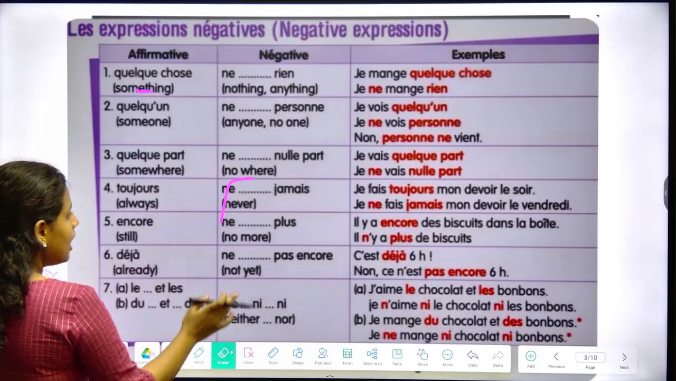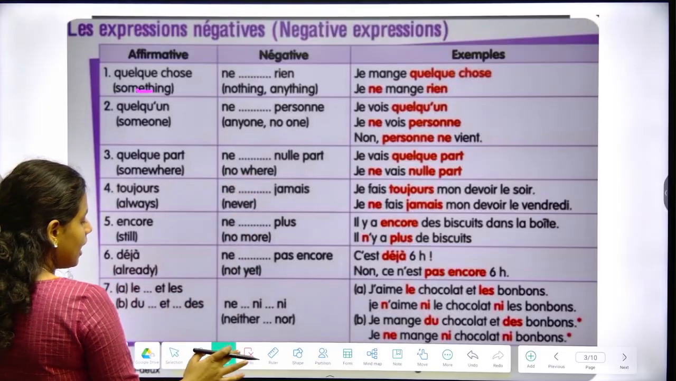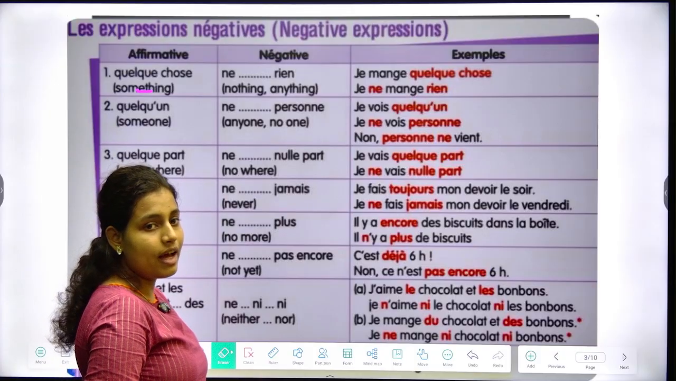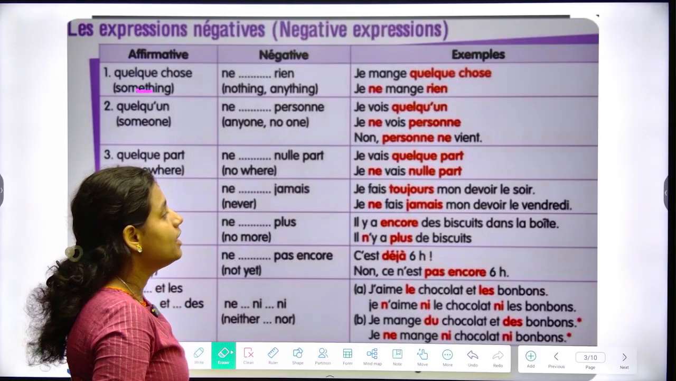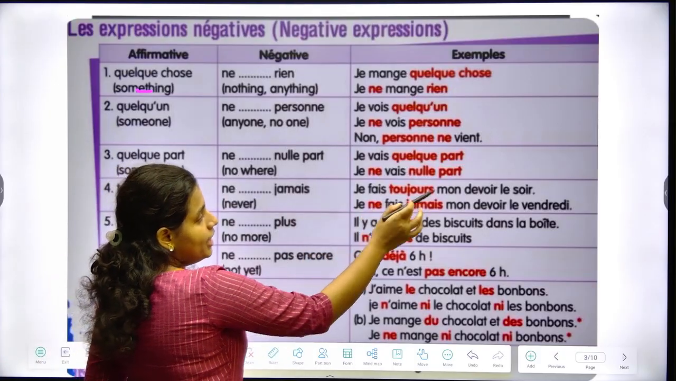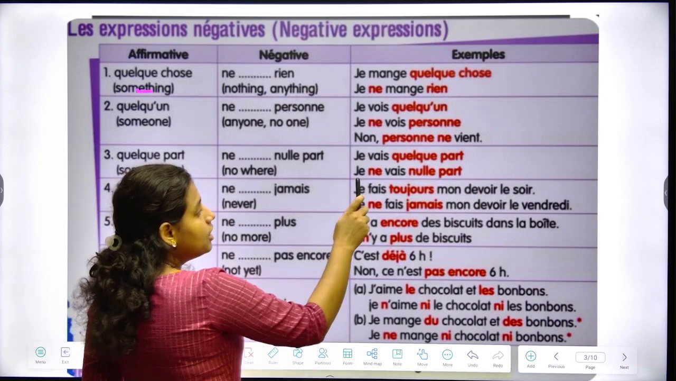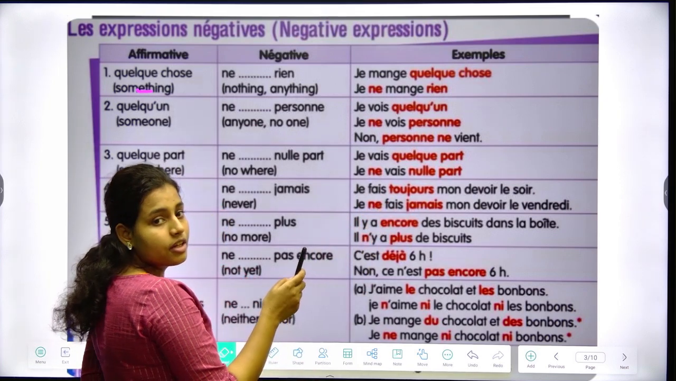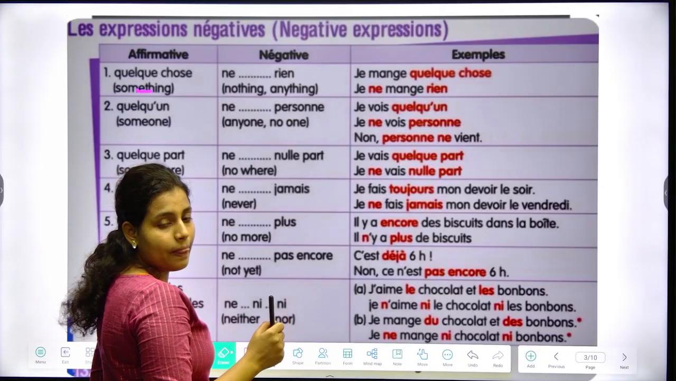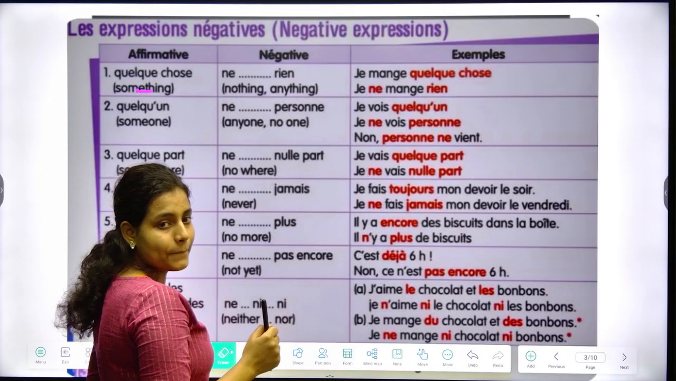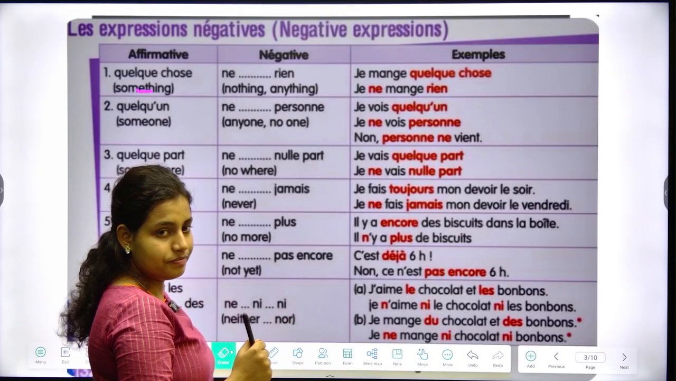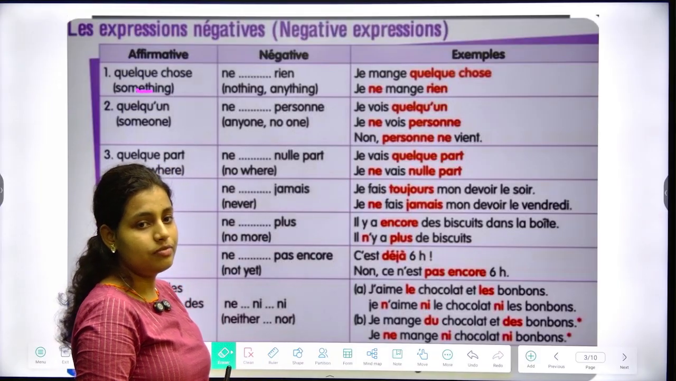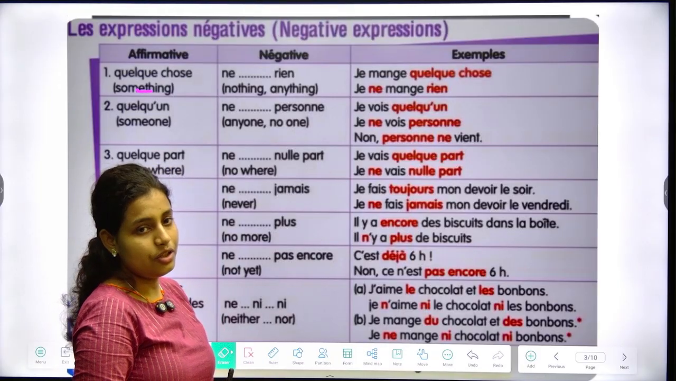So how will you do that? We have je vais quelque part. How do you negate? You negate je ne vais nulle part. Your negation is ne nulle part. So we put je ne vais nulle part.